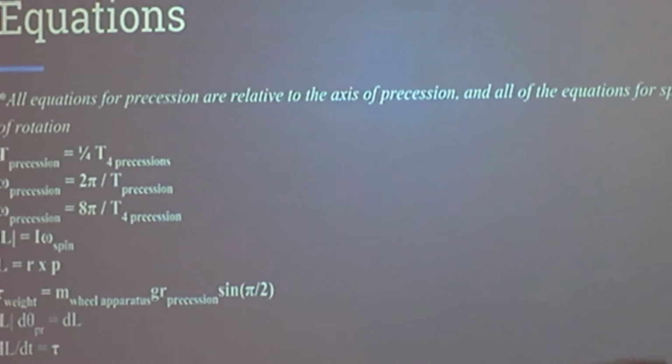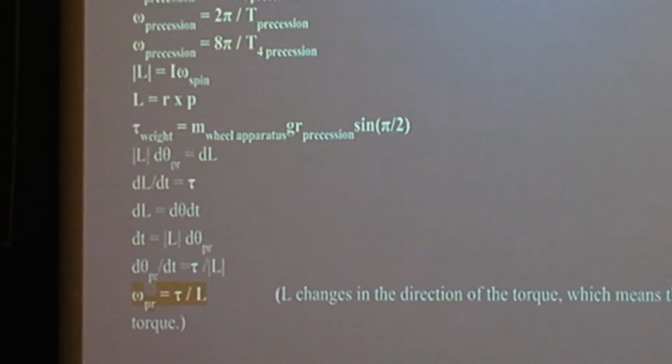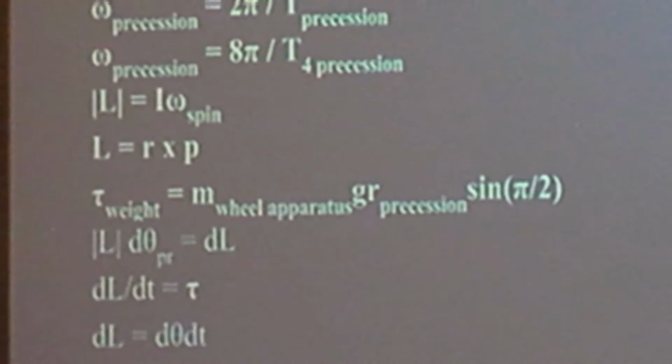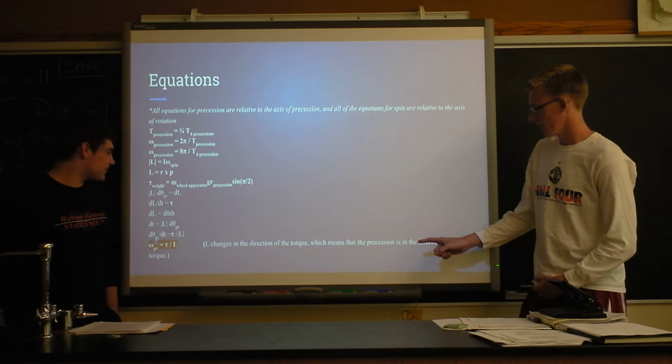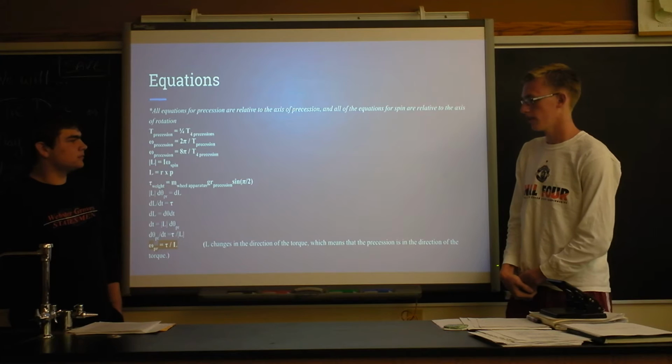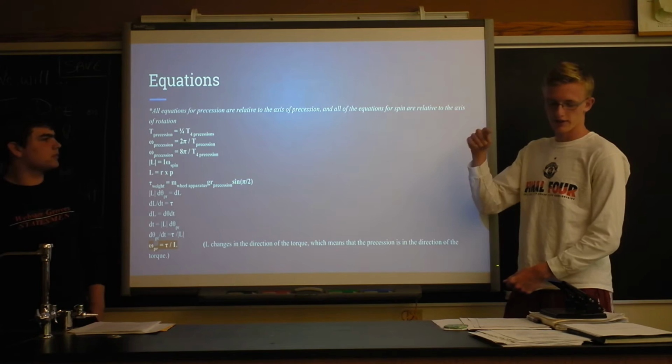Basically we derived it, and this is the important one. So we found that the precession frequency equals the torque on the wheel divided by the angular momentum of the wheel. And basically, because torque and angular momentum are cross products, as the wheel spins this way, the angular momentum is pointing.